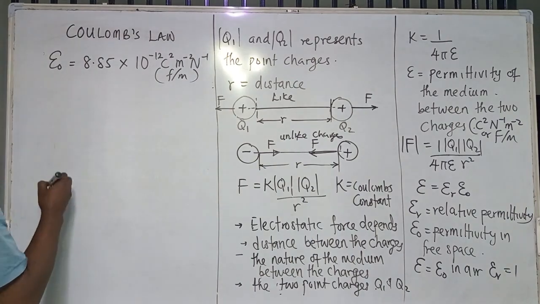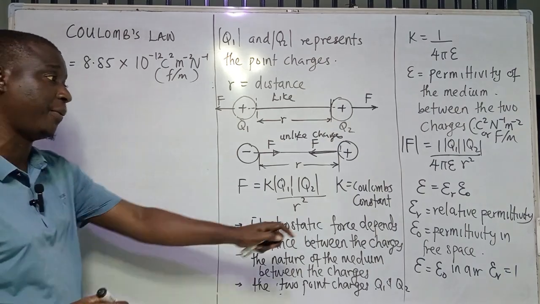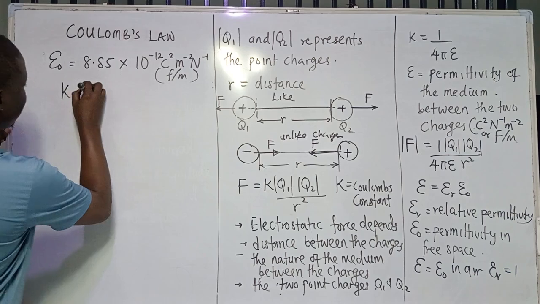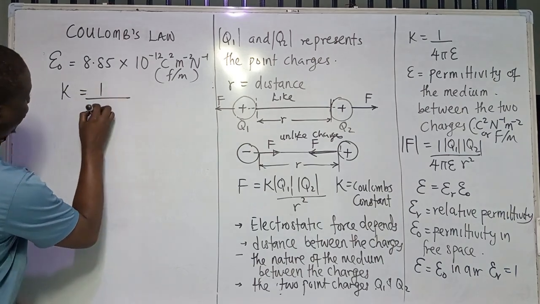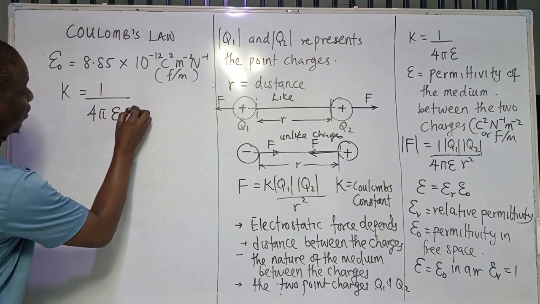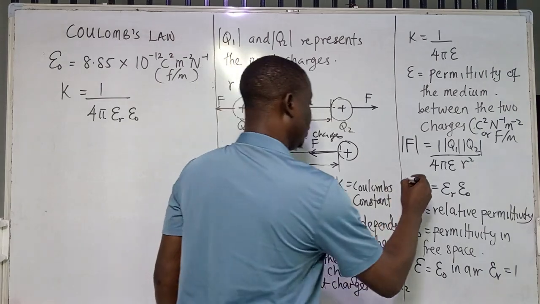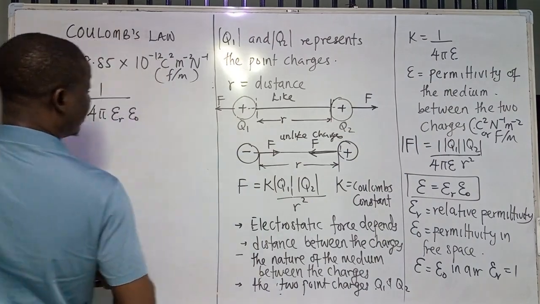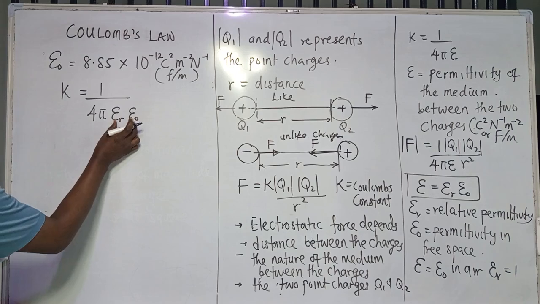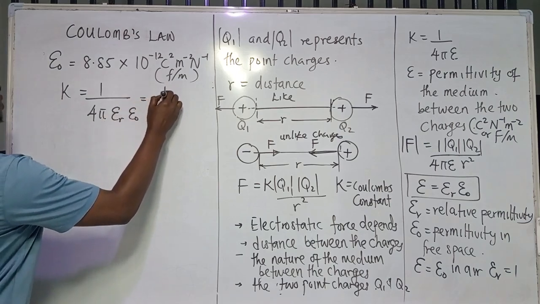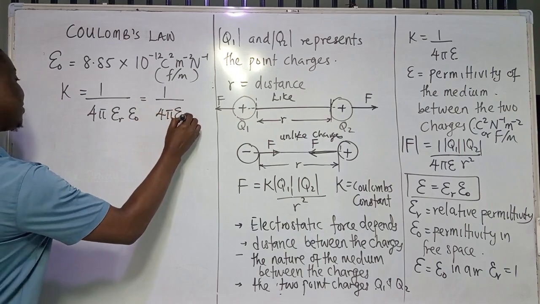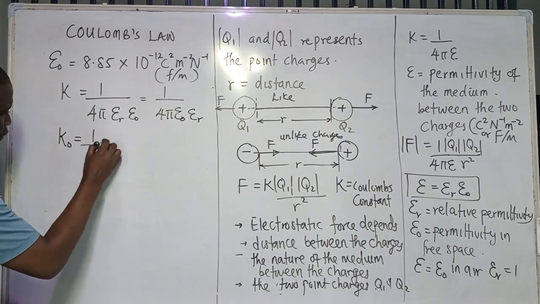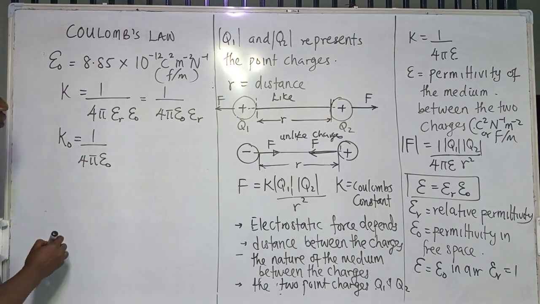Now, as I was saying, let us substitute this formula into this one. What do we have? K is equal to 1 over 4 pi epsilon R epsilon naught. That means we are substituting this formula for epsilon. So this is 1 over 4 pi epsilon naught epsilon R. Similarly, K naught is equal to 1 over 4 pi epsilon naught.